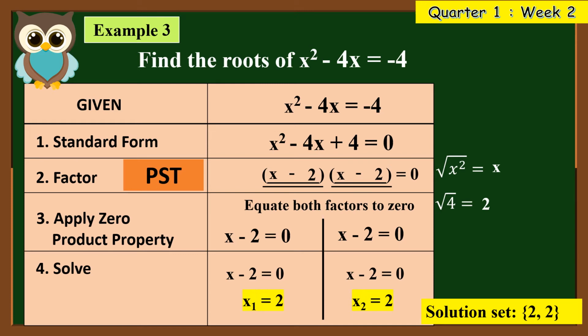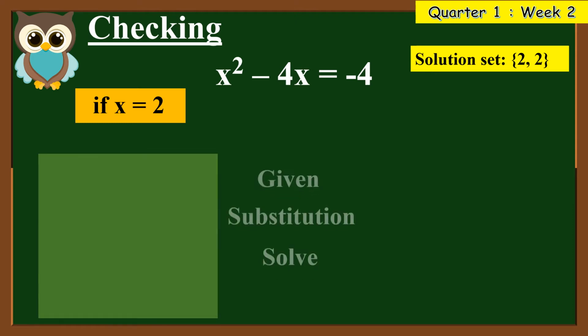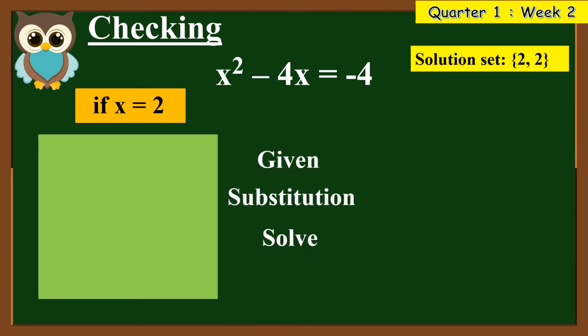For the last step, we will do the checking. Since both are positive, we will use only one value, which is x is equal to positive 2. So we have to write our given. Always remember, if you are going to do the checking, the equation we always use is the original given. Just to make it clear.